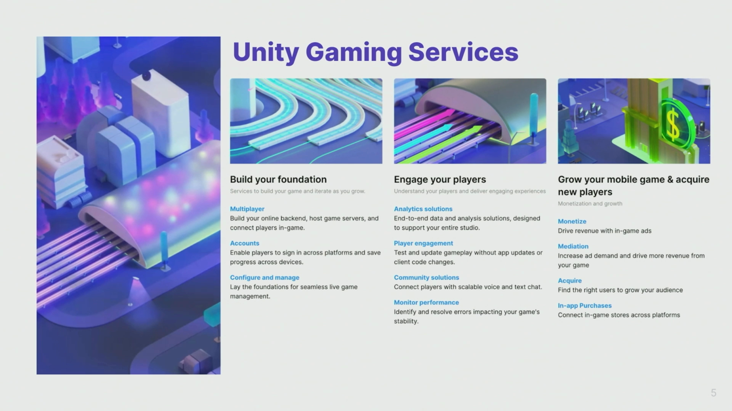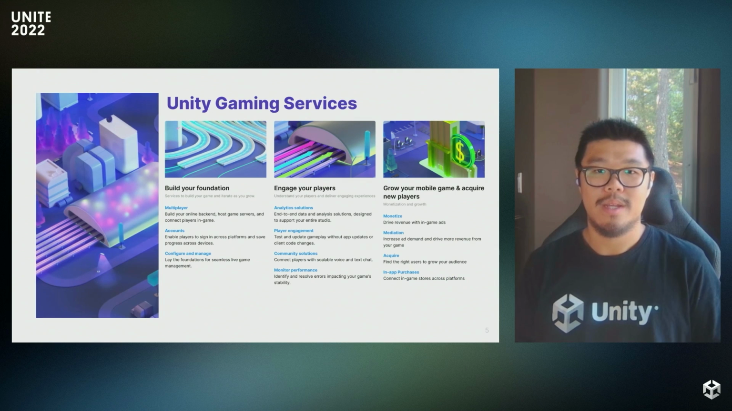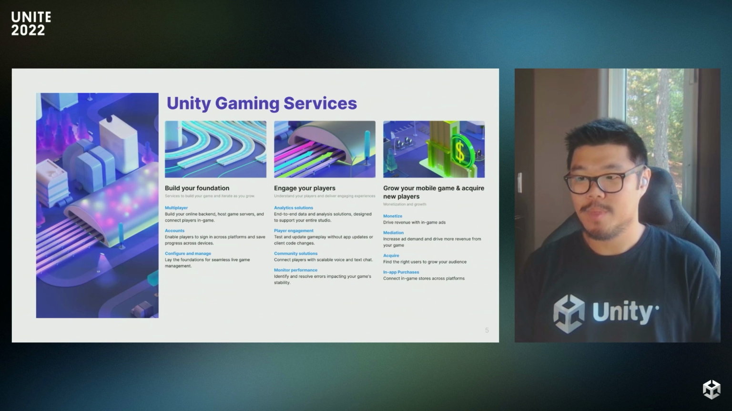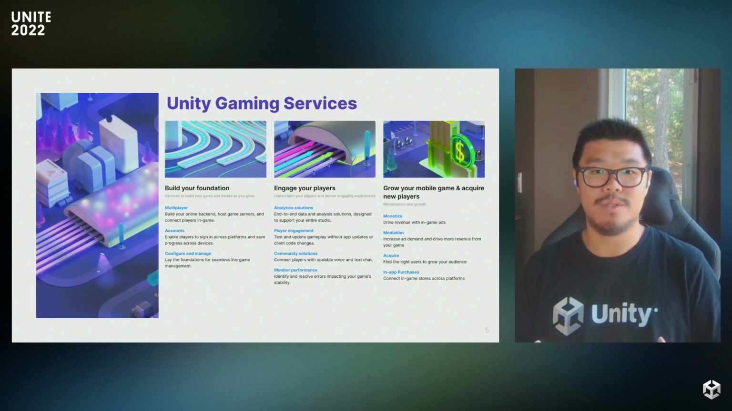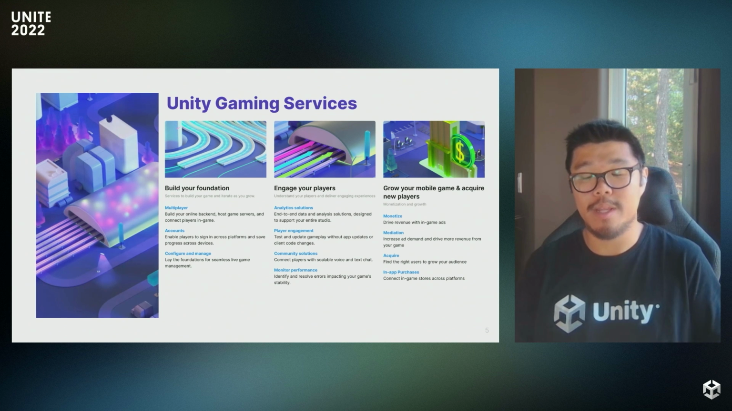Community solutions. As I mentioned before, voice and text chat is so important to gamers. They want to be able to engage with their players and each other. And so VBox provides that opportunity. Monitoring performance, the ability to really dive deep into your game's metrics and understanding where there's any potential performance issues, help alleviate some of the friction that your players might encounter when playing your game.